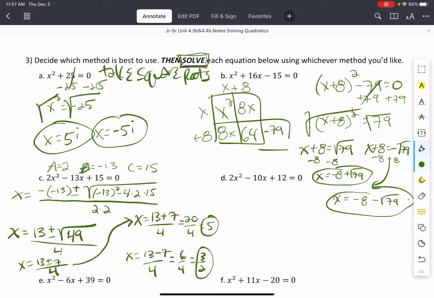If you need more room for D, we're not going to do F, so you can just do it there if you need. Okay.